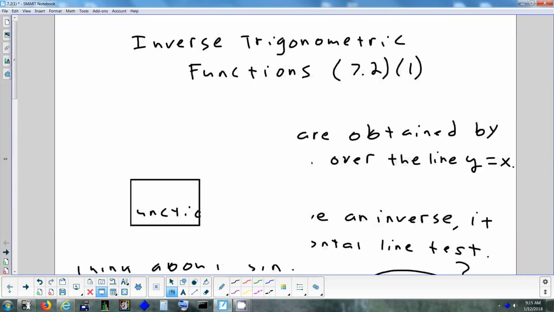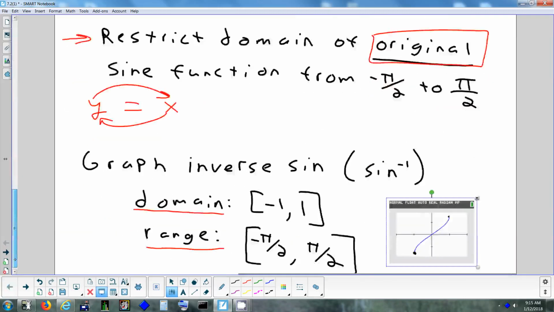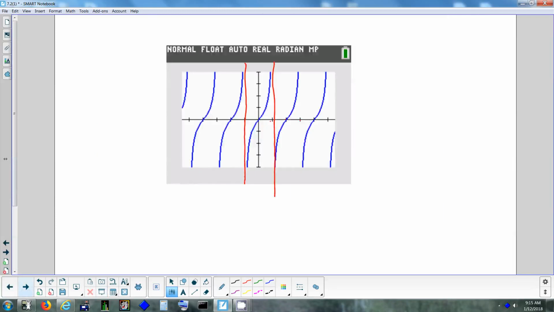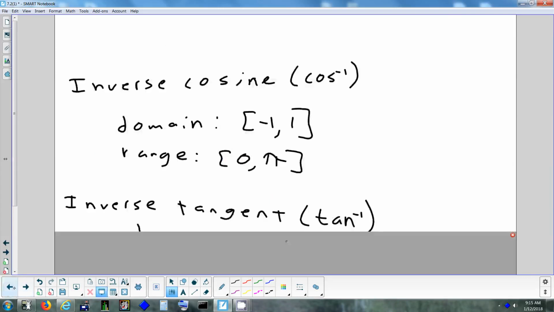So with sine, it was okay to include the negative pi over 2 and pi over 2. But how about with tangent? Can I include it? No, because it's an asymptote. So the domain for the original, we're going to restrict to negative pi over 2 to pi over 2. In the inverse, what happens? The domain becomes the range.